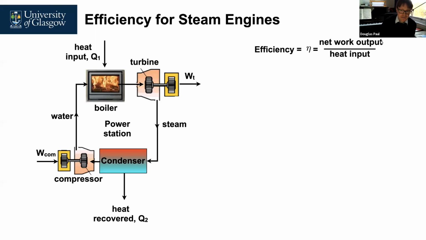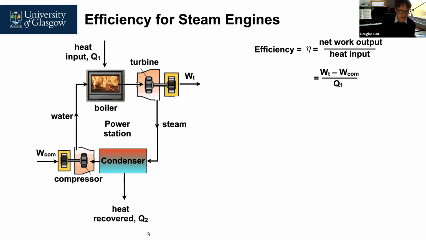And the efficiency is defined as the net work output divided by the heat input. So in this case, the net work output is the work done that we get out of the turbine minus the work that we're doing going into the compressor. So WT minus WCOM. And the heat input is just Q1. So you can see the efficiency is just determined by the heat you put into the system.